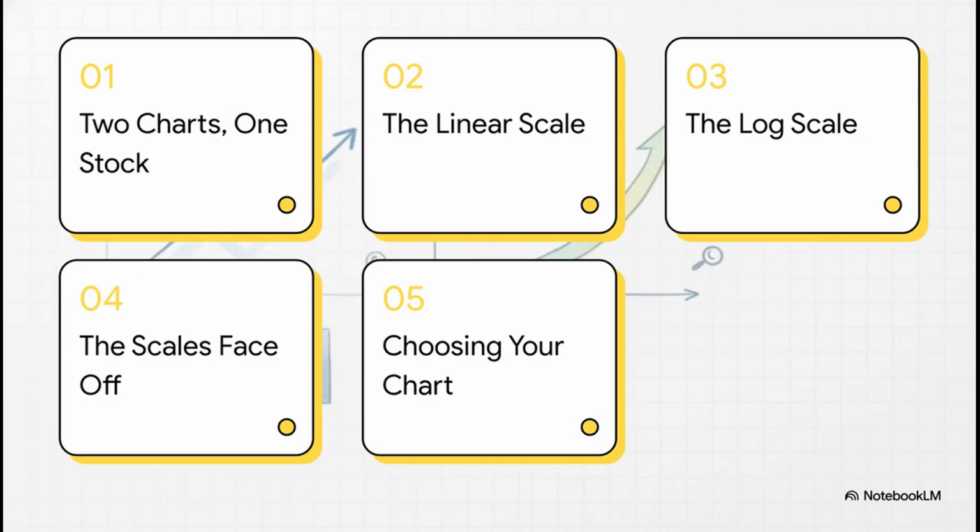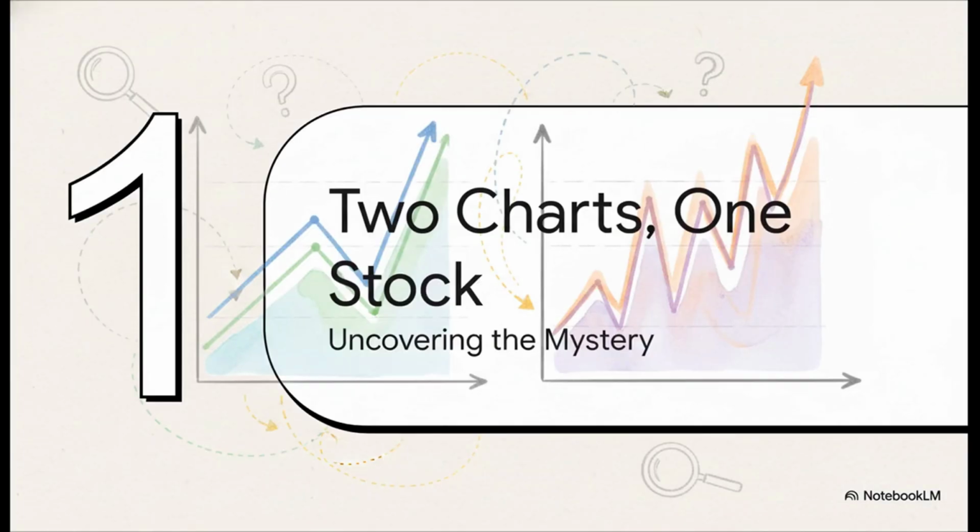So, here's the game plan. We'll start with this puzzle of how one stock can look so different on two charts. Then, we're going to meet the two main players here, the linear scale and the log scale. After we see how they stack up against each other, we'll get into how you can choose the right one for what you're trying to figure out. All right, let's dive right into the mystery.